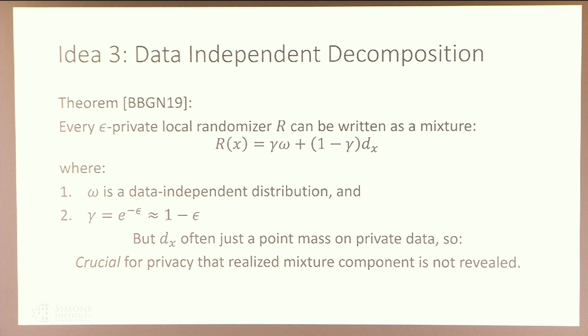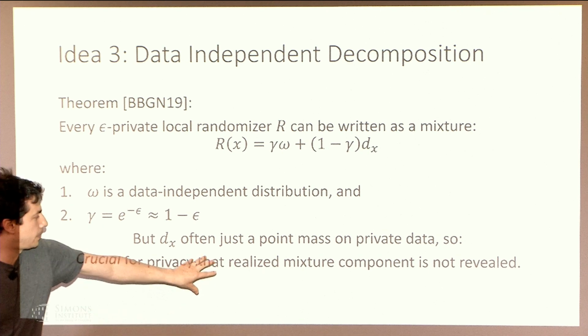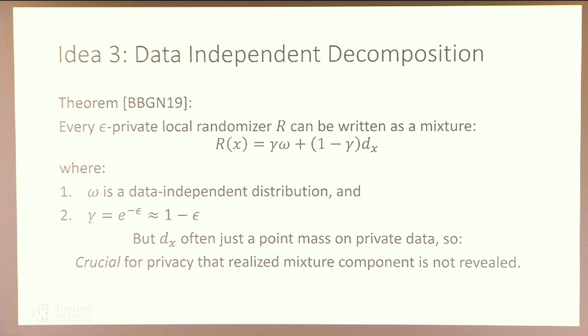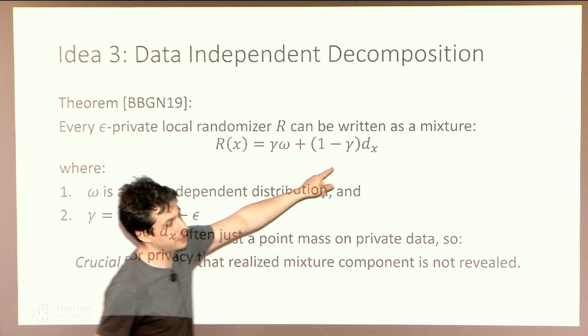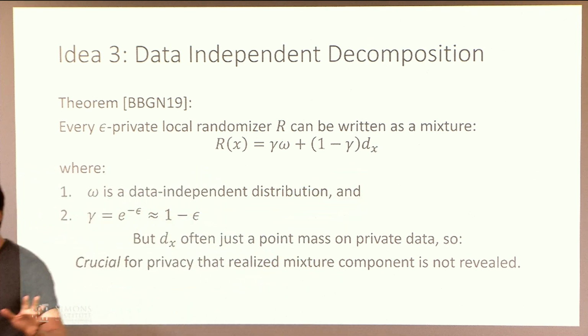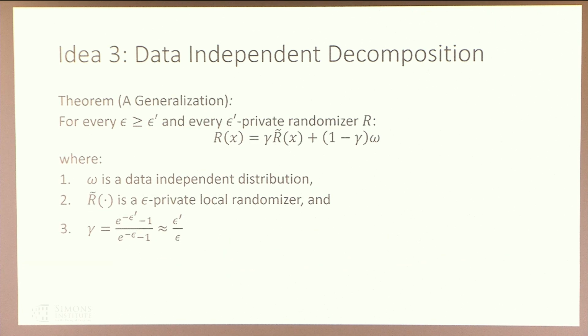And so for the local randomizer to be private, although it has this decomposition, it's really crucial for the privacy that it not become public which of the realized mixture components I sampled from. That's really crucial because this distribution could just be announcing your data in the clear. So we need this generalization, which, once you see what they do, is not too hard to come up with. Here's what we can say.